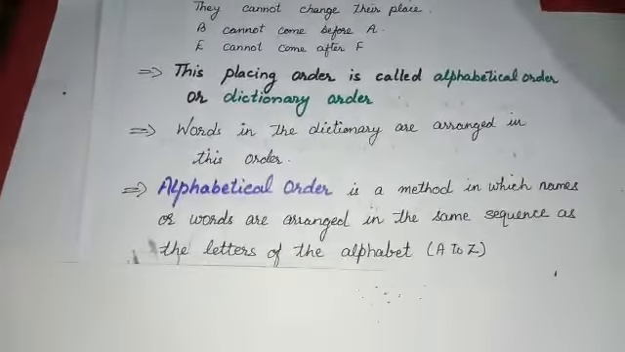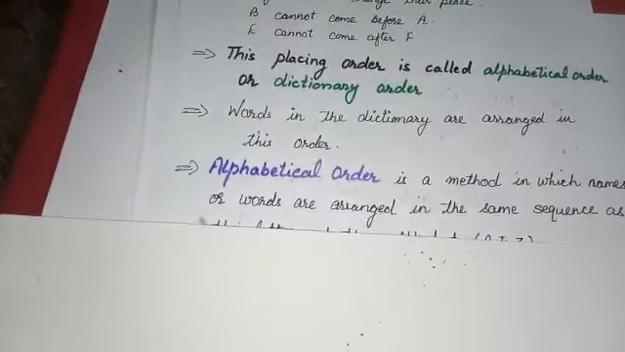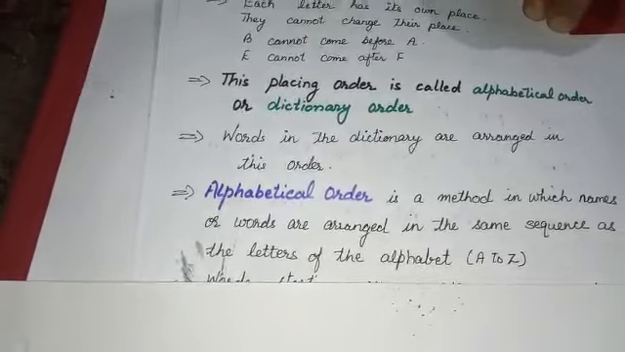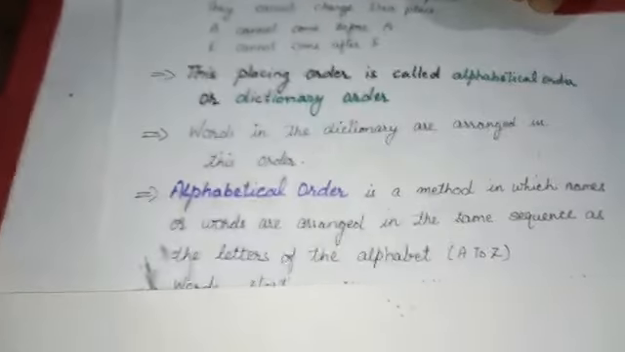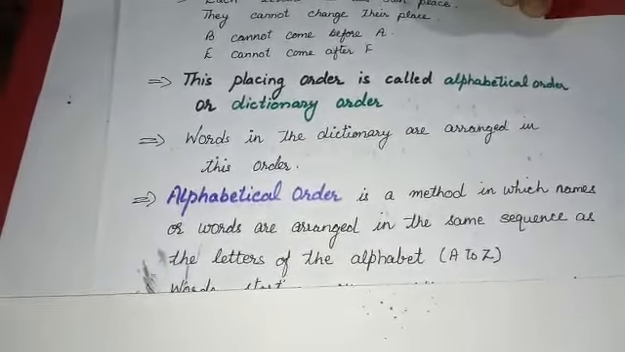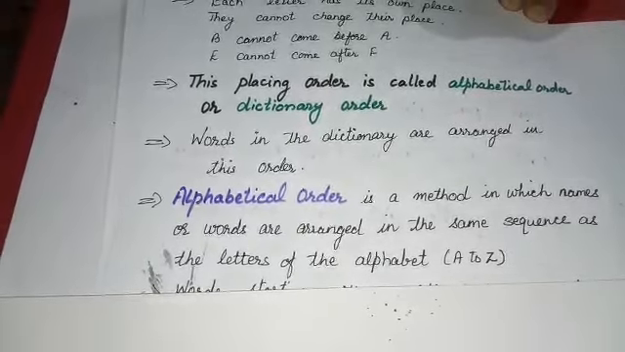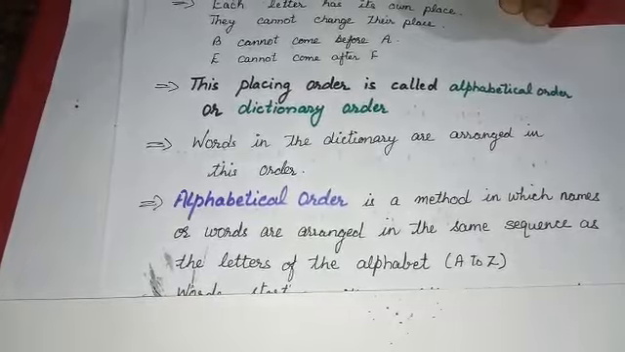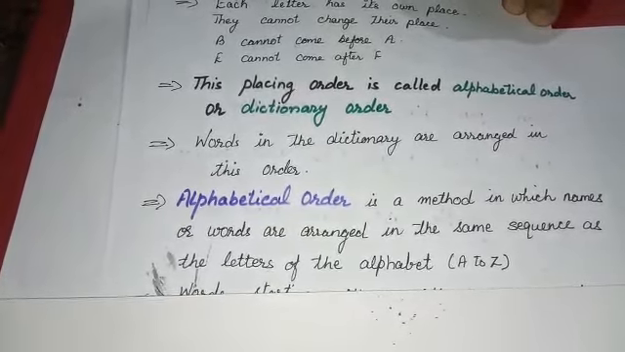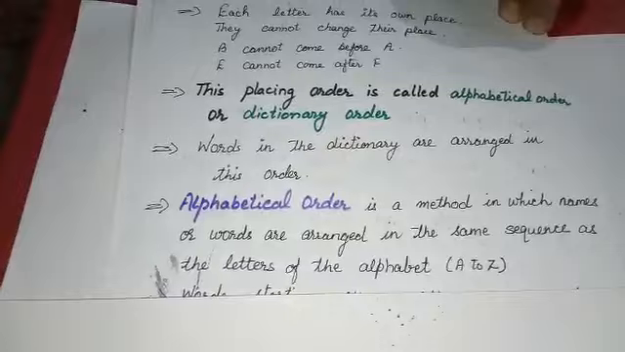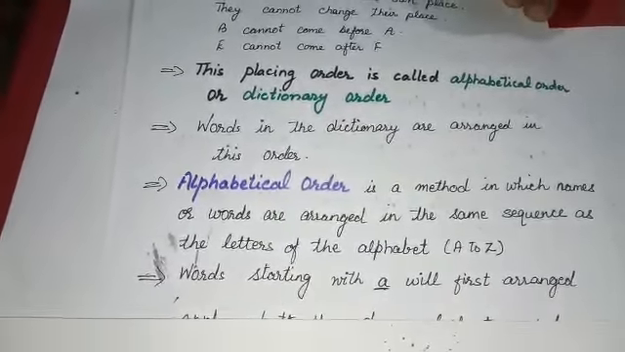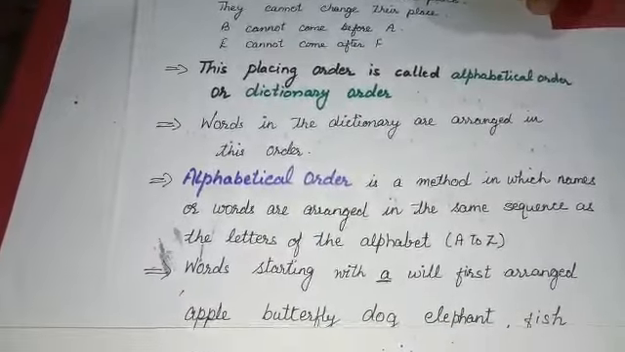So what is the alphabetical order? The definition of alphabetical order is, alphabetical order is a method in which names or words are arranged in the same sequence as the letters of the alphabet A to Z. Words starting with A will come first.